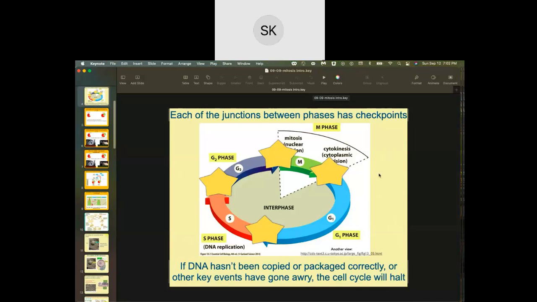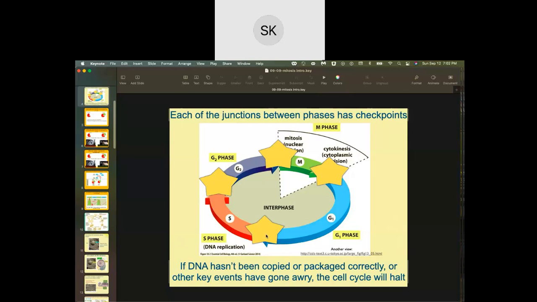Here we see the cell cycle mapped out, and these stars are checkpoints, or places where the cell has to self-assess to determine whether or not it could enter into the next stage of the cell cycle. There are also checkpoints during mitosis, but those aren't shown in this image here.